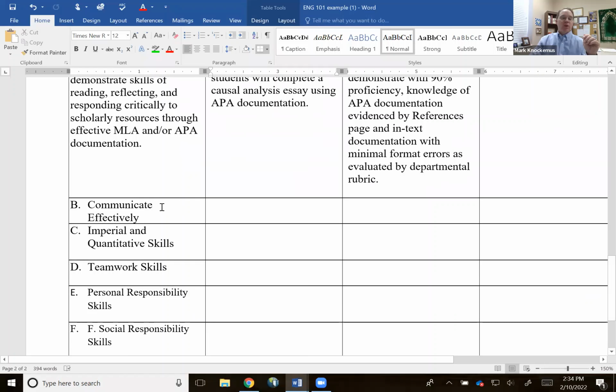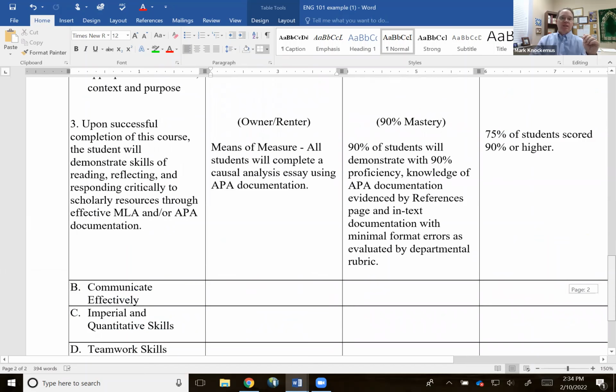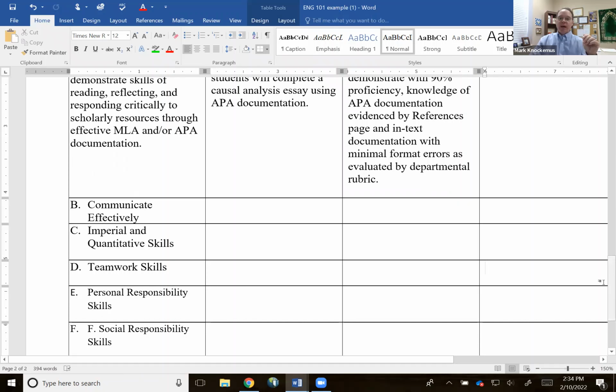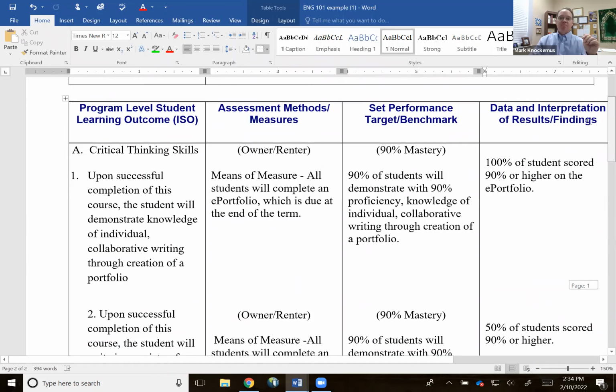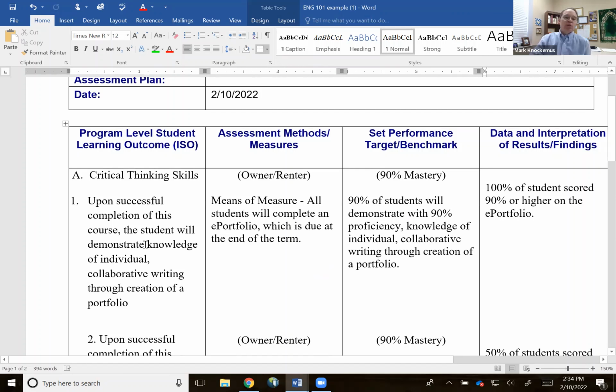If you do have one under communicate effectively, then it would be here. If you're using teamwork skills, then it would be here. So that's the first thing that you need to do: go ahead and copy paste those student learning outcomes and put them under the proper A, B, C, or D. So those are all there.